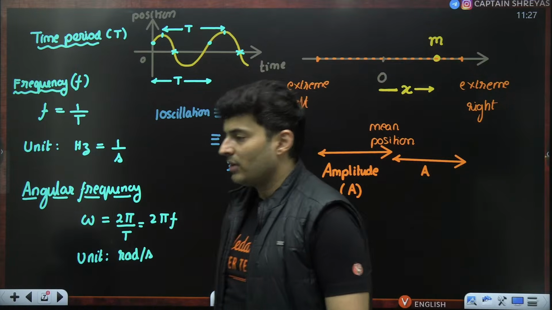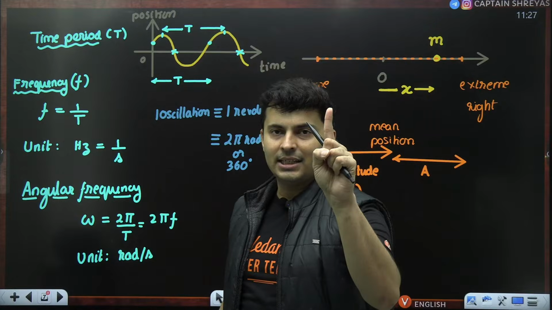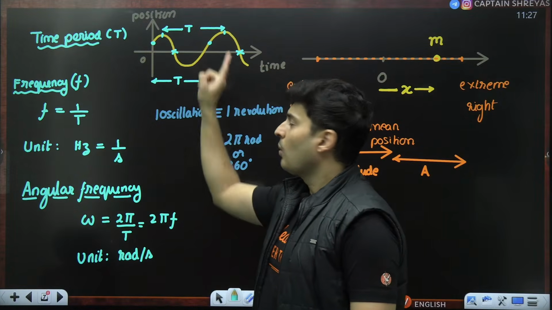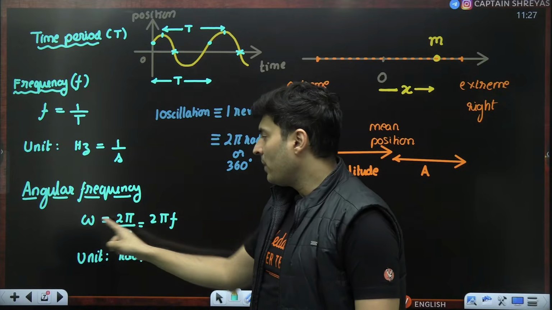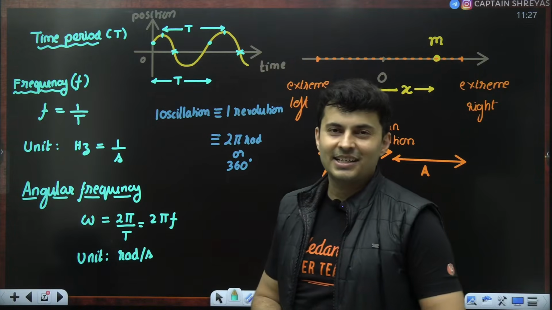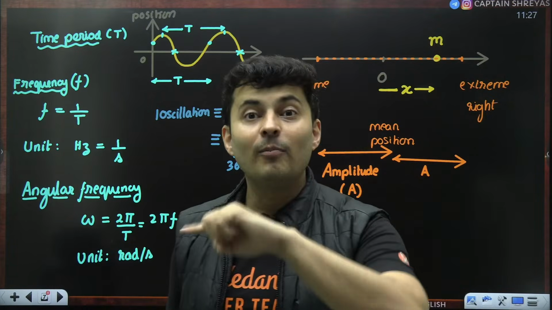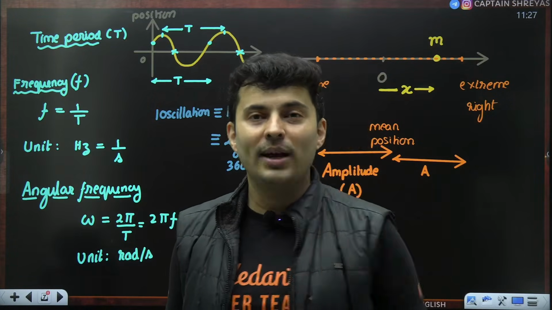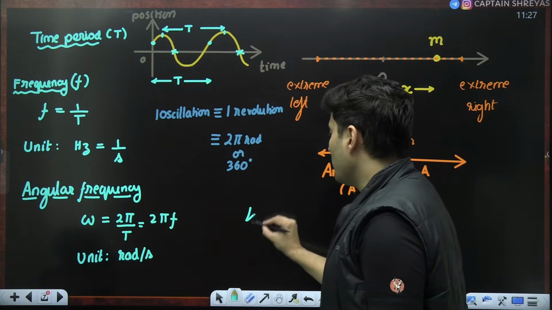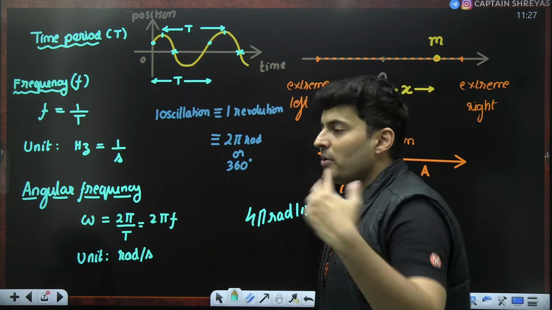So for example, I cover one complete round in 1 second. So time period will be 1 second. So omega will be 2 pi by 1, which is 2 pi radians in 1 second. So if I have covered 2 pi radians in 1 second, means I have completed one oscillation in 1 second. Got it? Similarly, if I tell you omega is 4 pi radians per second, what will you imagine?